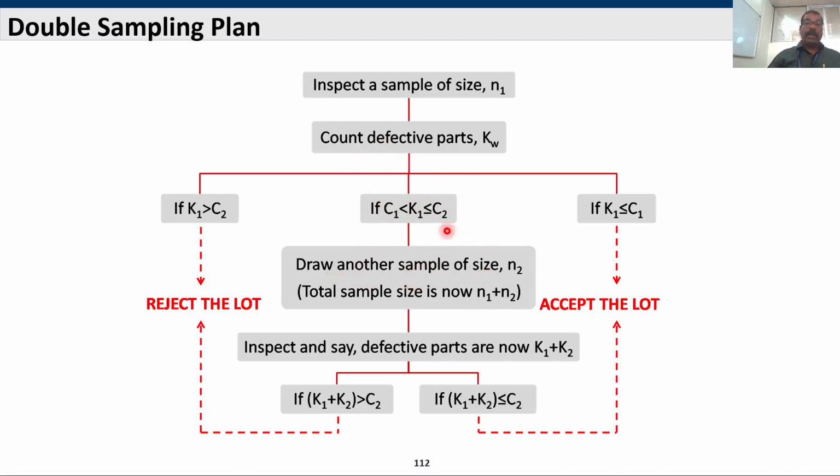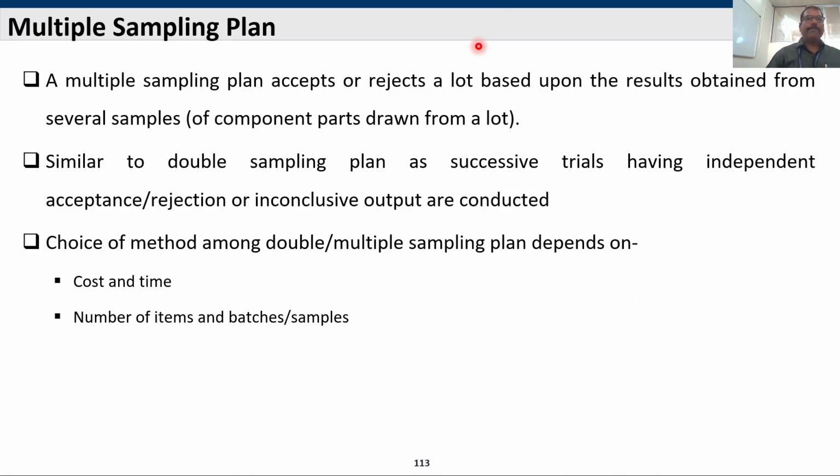In that case, draw another sample, meaning instead of N1 you will be taking N2. So the total sample size will be N1 plus N2. Then you will be inspecting the total N1 and N2, and checking K1 and K2. If the total of K1 and K2 is less than C2, then accept the lot. If the total of K1 and K2 is greater than the C2 value, then you can reject the lot. In another way, if K1 itself is greater than C2, then you can reject. So this is your double sampling plan.